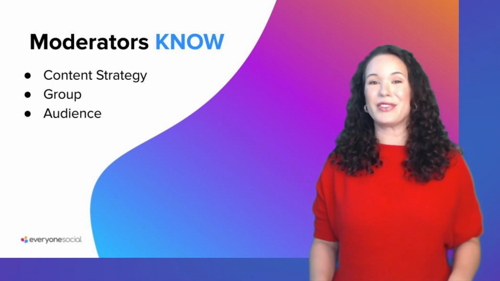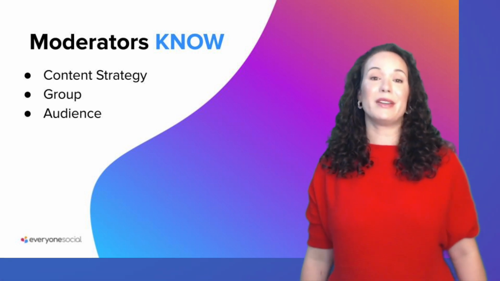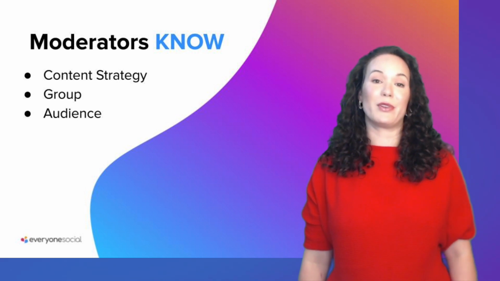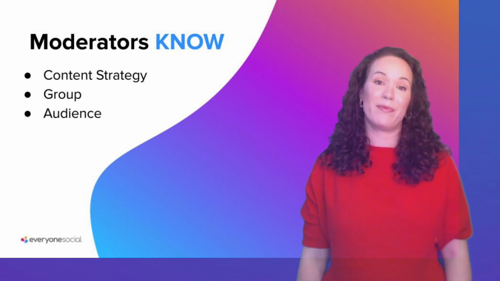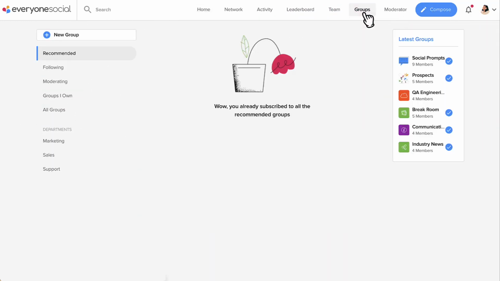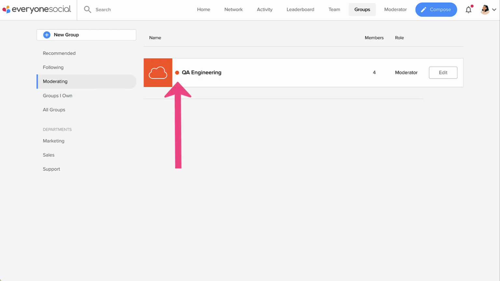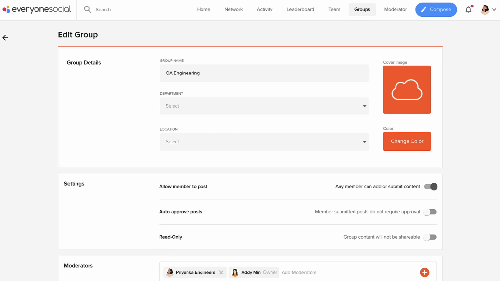Once you understand the intricacies of what you're looking to achieve, how the group fits into your goals, and who's on your team, you'll be able to optimize your group's content and better understand what you need and who can help. Let's take a look at EveryoneSocial. You can quickly see the groups you moderate by going to Groups and Moderating. Circles next to a group's title mean that group is public, and a lock icon next to a title means the group is private. Let's click Edit to look at the settings so you can familiarize yourself with those.